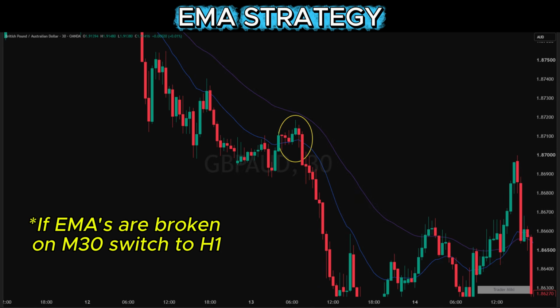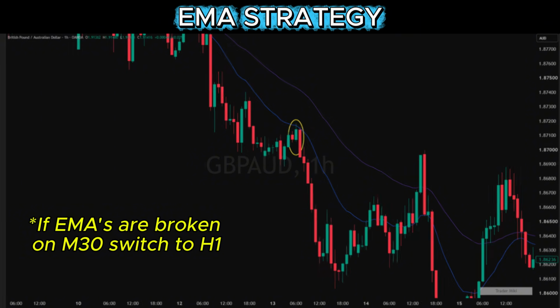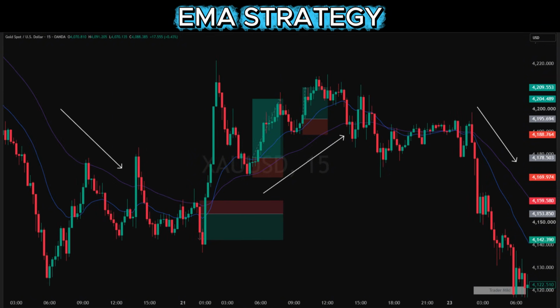If price has broken the 20 EMA on the 30-minute time frame, you can switch to the 1-hour and wait for a possible retest of the EMA 20 there. This strategy also works for the 15-minute time frame, and you can get smaller stop losses, but you will see shorter term trends and more fake outs.